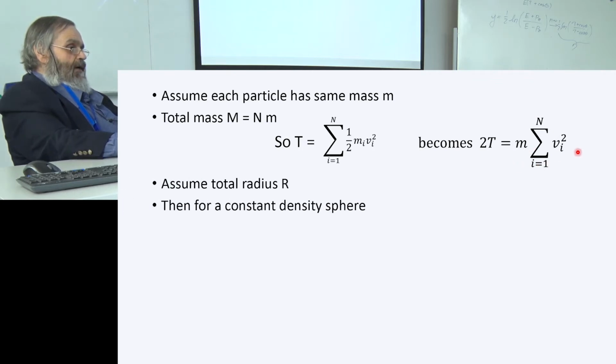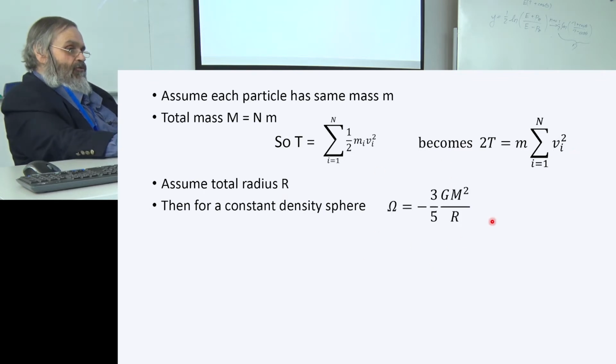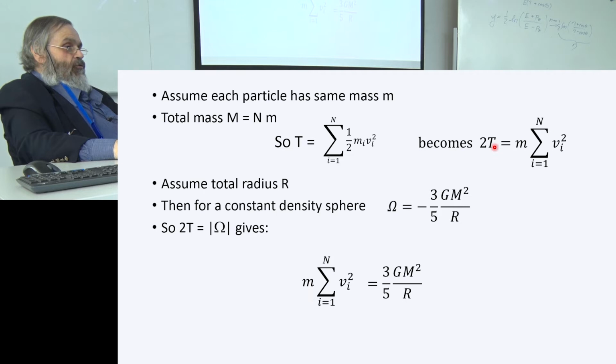If we assume a total radius R, then for a constant density sphere, the gravitational potential is 3/5 GM squared over R, where M is the total mass. So if 2T is equal to the magnitude of Omega, forget the minus, then m times the sum of v_i squared is 3/5 GM squared over R.